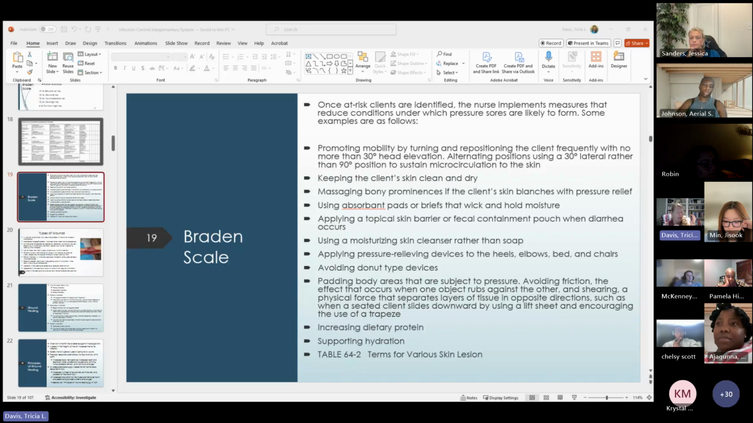If you push on that area and it does not blanch and it just stays white and no blood comes back, that's a problem, because we know now that this skin doesn't have good blood flow, and there's a very high probability now that she's going to have skin breakdown. So we definitely don't want that. We need to make sure that we're really looking at those areas, massaging the skin, putting lotion on. We can use absorbent pads or briefs that will wick and hold moisture.